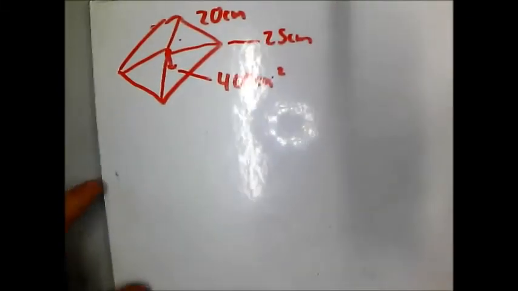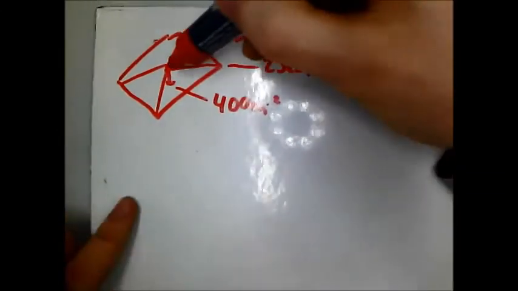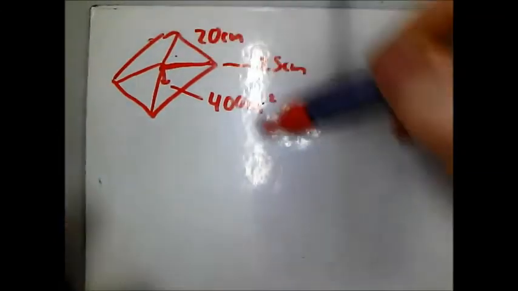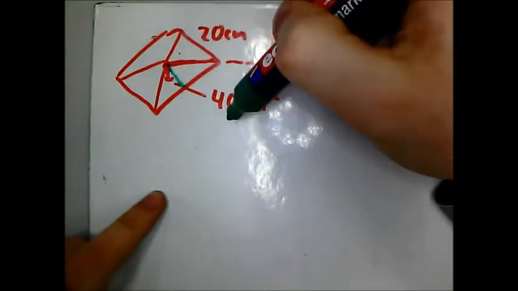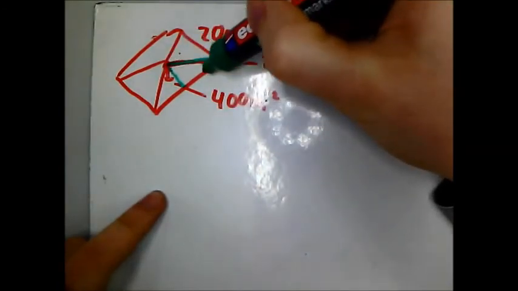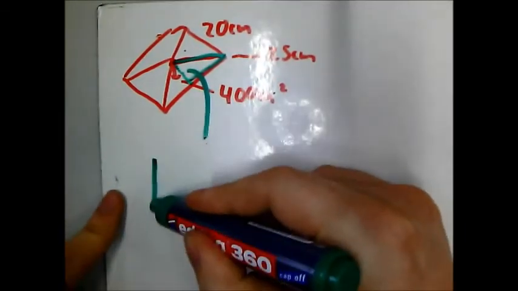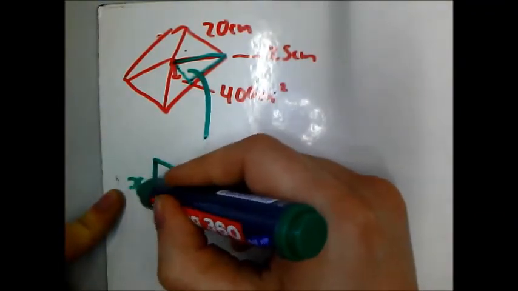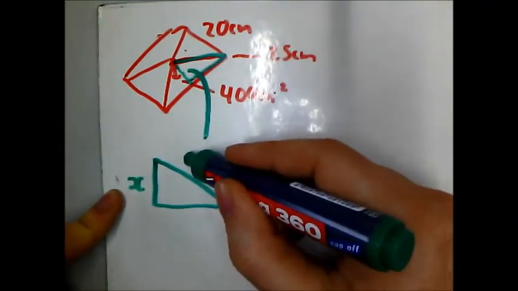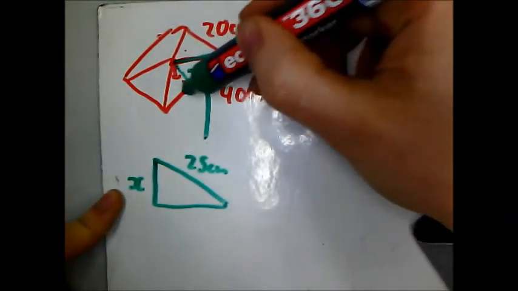So first I'm going to look at this triangle here. If I use a different colour pen, it might be easier for you to see. So first I want to get this length here. So I'm going to work out that right angle triangle, bringing this out here. I don't know this value. I know the side length is 25 centimetres here, and I know this bit is half of the 20 centimetres, so that's going to be 10 centimetres.